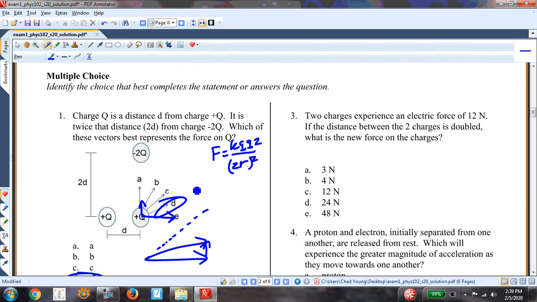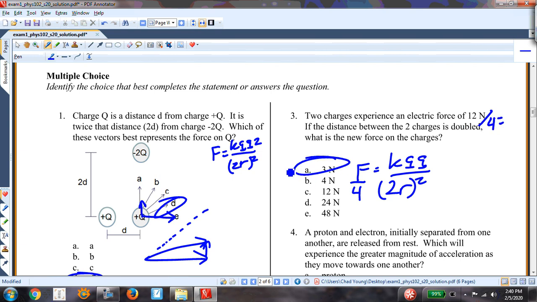Two charges experience an electric force of 12 newtons. If you double the distance, what's the new force? F equals kqq over r squared. I'm keeping the charges the same, but I'm doubling the distance, so I'm quartering that. It was 12 newtons divided by 4 is equal to 3.